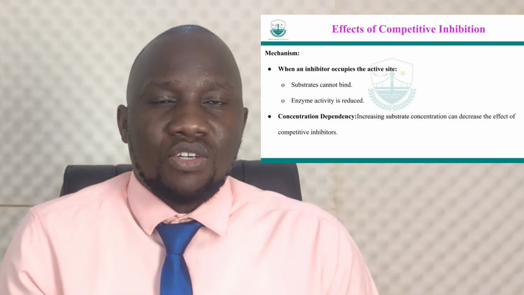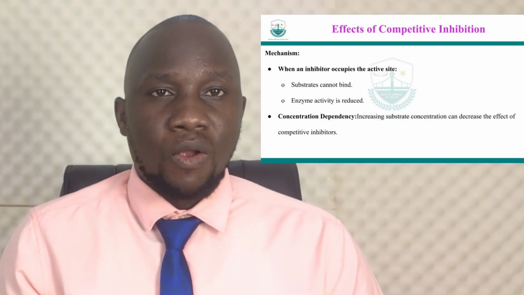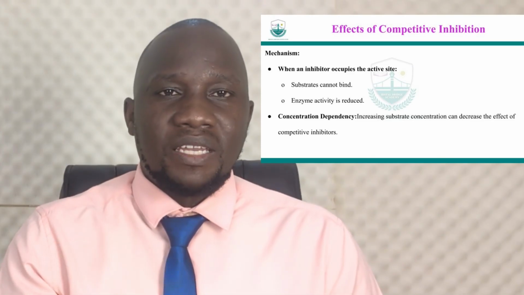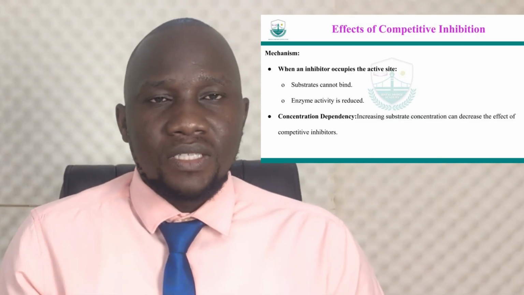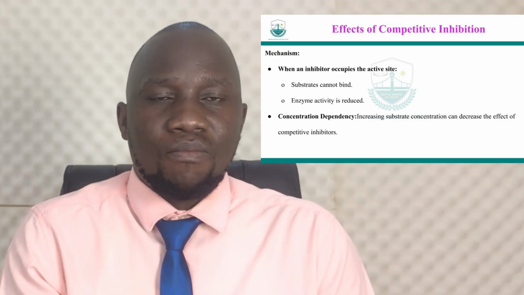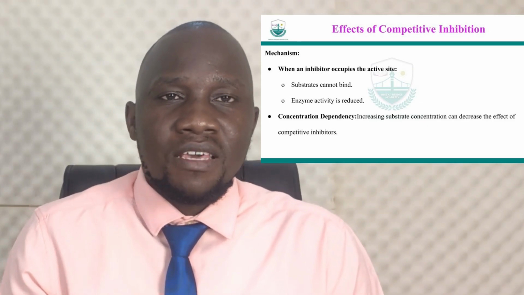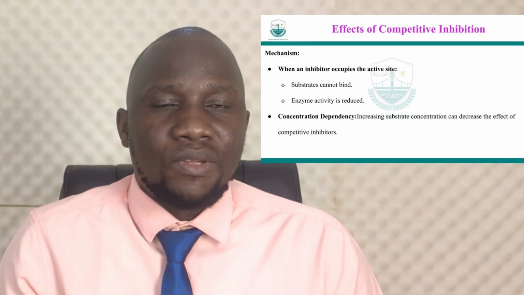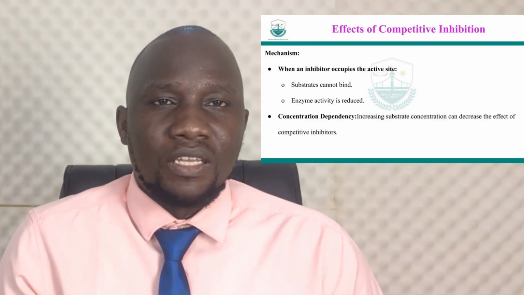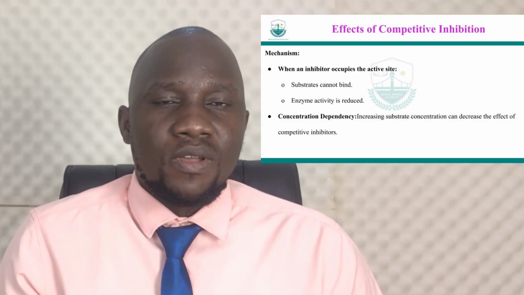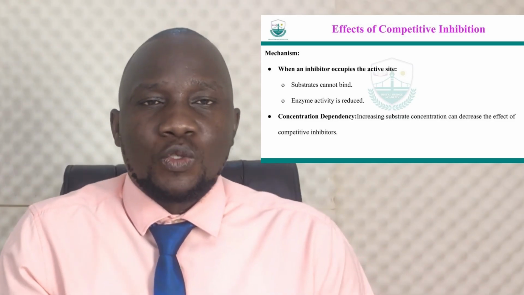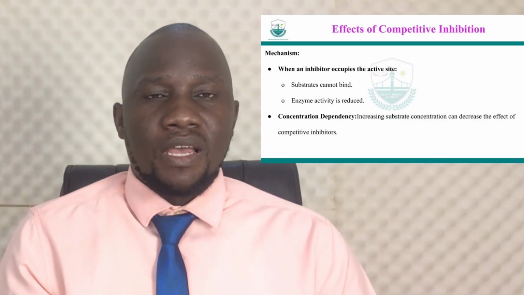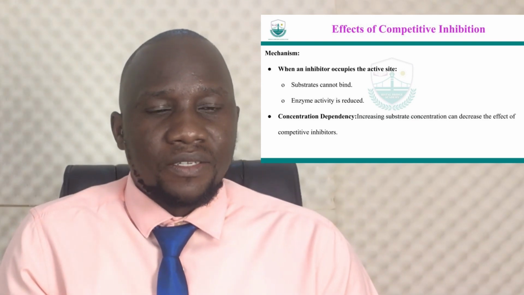The key thing here is that for competitive inhibition to be effective, you need to have a higher concentration of the inhibitors, such that the inhibitors can outcompete the substrate and have that binding. But if you have less of the competitive inhibitors, then that is when you're going to have a problem with this inhibition, because it will not be effective, because the substrates will be more compared to the competitive inhibitors.